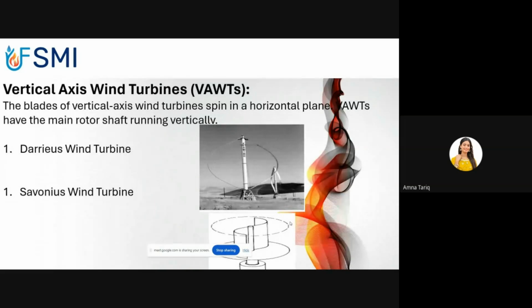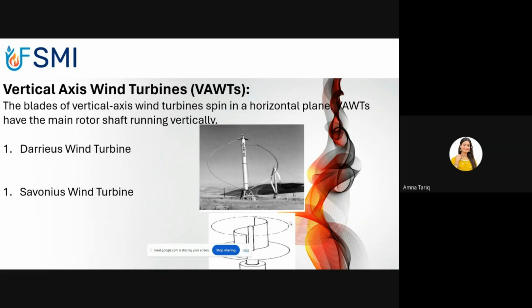Next is the vertical axis wind turbine. Before, we discussed the horizontal axis wind turbine; now the vertical axis wind turbine. Okay. The blades of a vertical axis wind turbine spin in the horizontal plane. Vertical axis wind turbines have the main rotor shaft running vertically. There are two types of vertical axis wind turbines: Darrieus wind turbines and Savonius wind turbines. You see in the diagrams. So we discuss one by one.